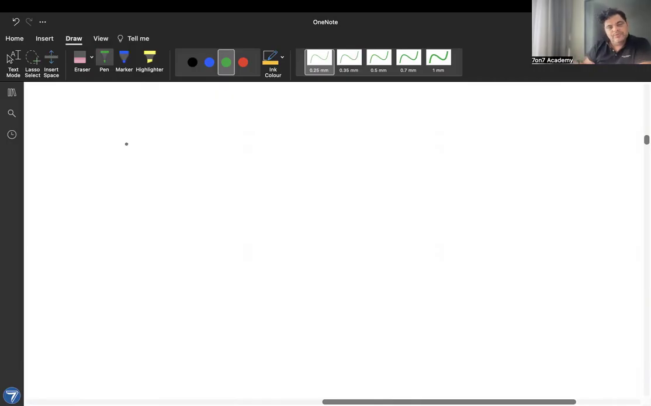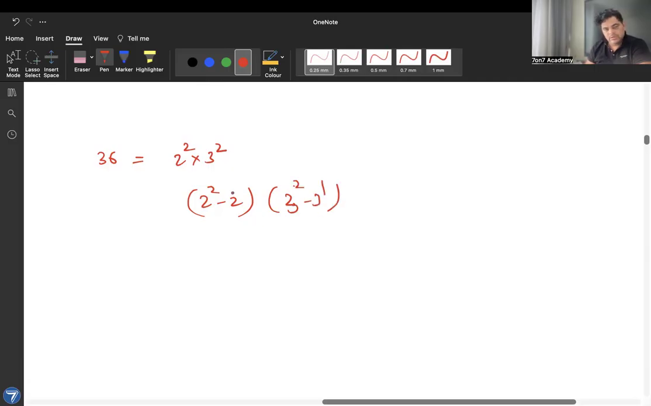So see, Dhruv, if I want to calculate the Euler totient function of 336, how will I calculate? The prime factorization is 2 squared into 3 squared. So I can write 2 raised to 2 minus 2 raised to 1, into 3 raised to 2 minus 3 raised to 1. Agree? So this is 2 and this value is just 6. So 12 is this.